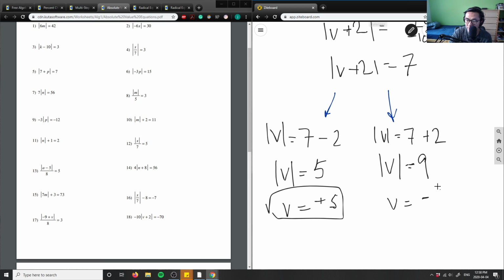So is v equal to negative 9? I have negative 9, substitute that back into v. Negative 9 plus 2 equals negative 7. The absolute value of negative 7 is indeed 7. So in this case, v is negative 9 and v is positive 5. And those are my answers for this problem.